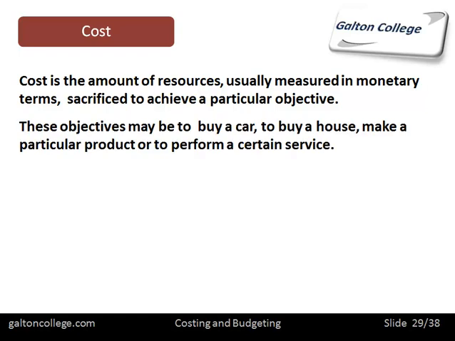So the objectives may be, for example, if we can just move it to ourselves for a moment, maybe to buy a car, to buy a house, make a particular product, or perform a certain service. It applies to everyone. When we buy something, we use our resources to acquire that product, but therefore the resources are no longer available for us to buy another product. So the cost of the product we've bought is the one that we didn't get, which is known as opportunity cost.